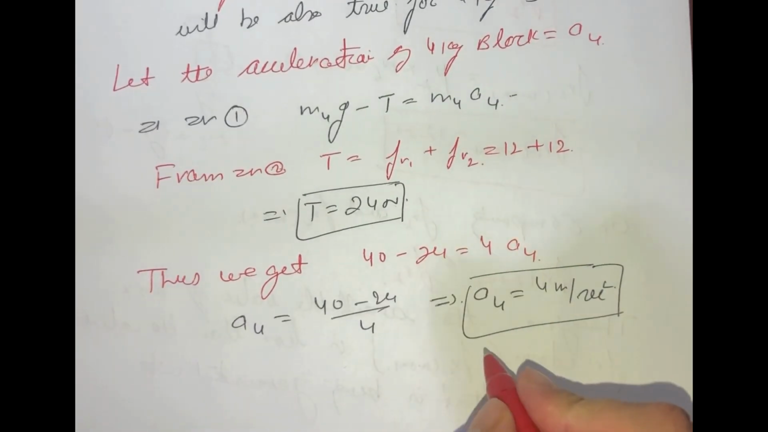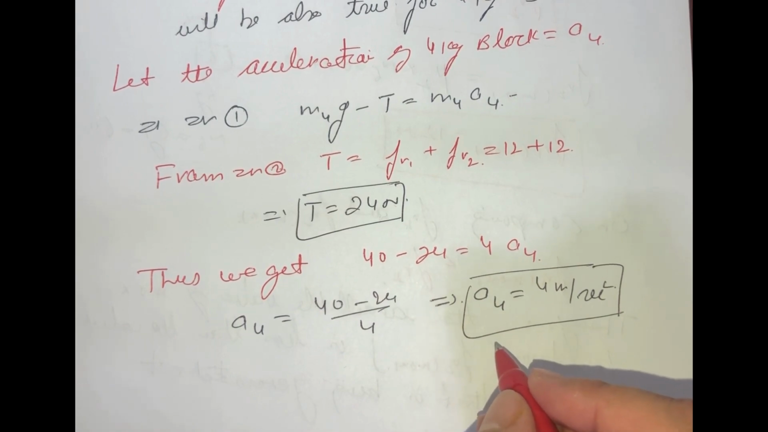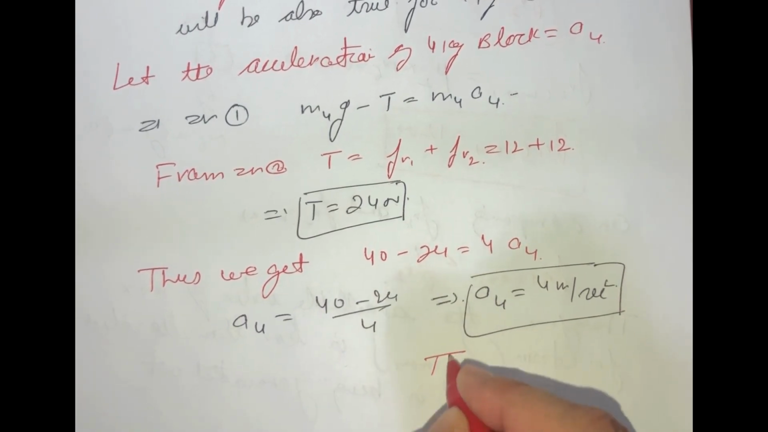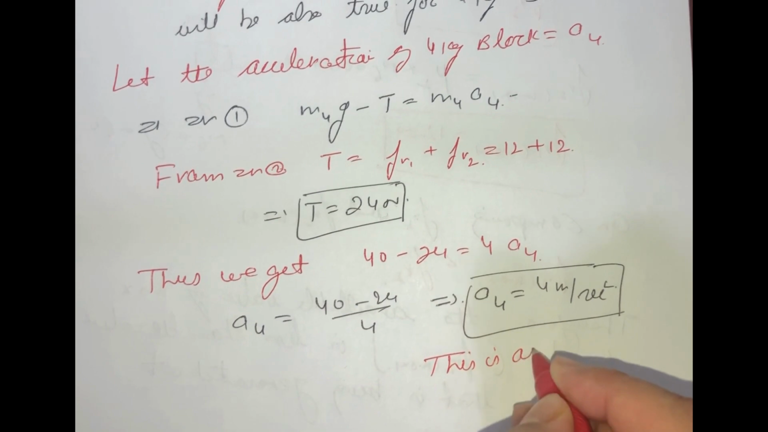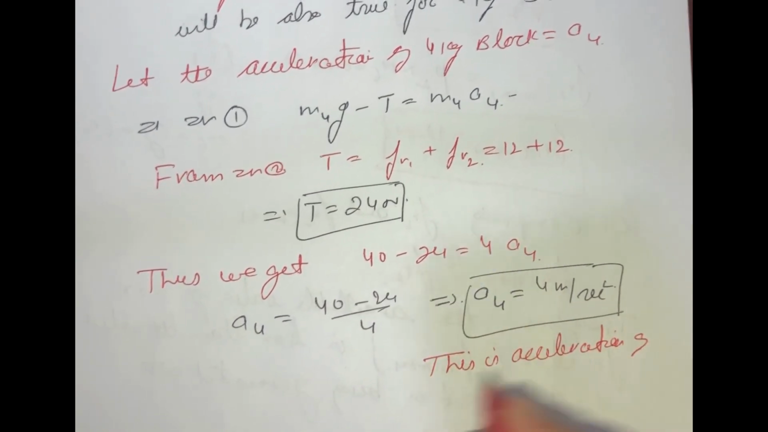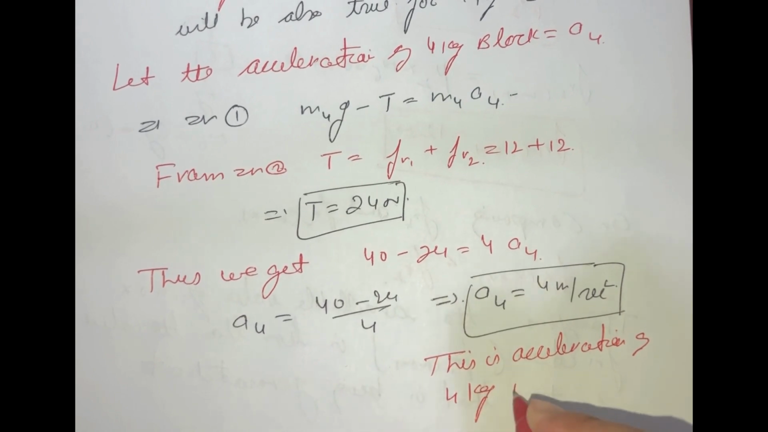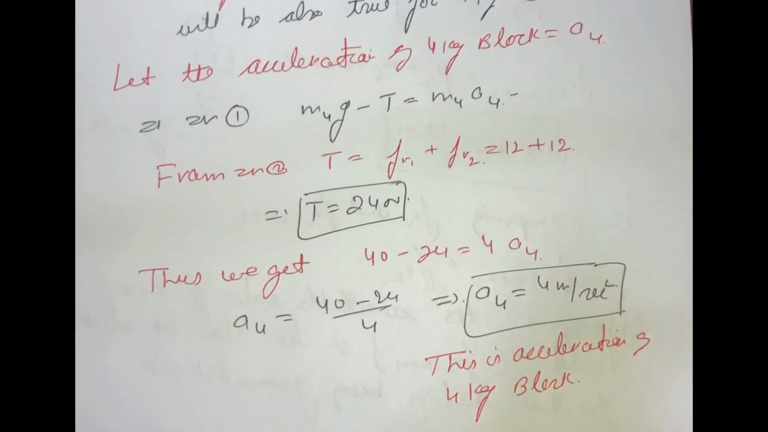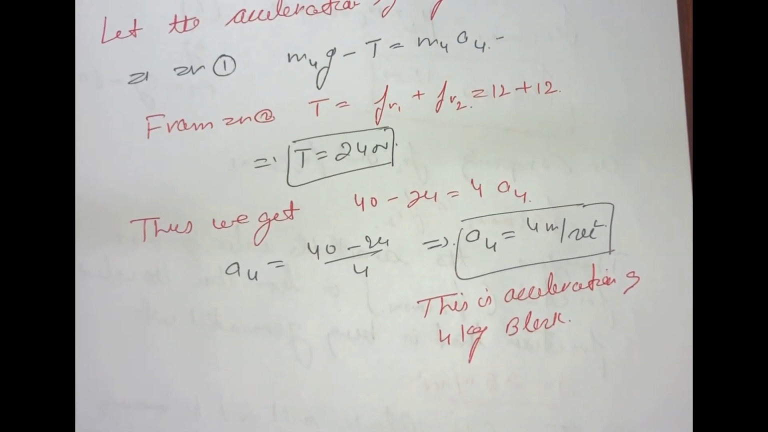So this is the acceleration of the first part, the 4 kg block. Okay, now we have to find out the acceleration for the 6 kg block.